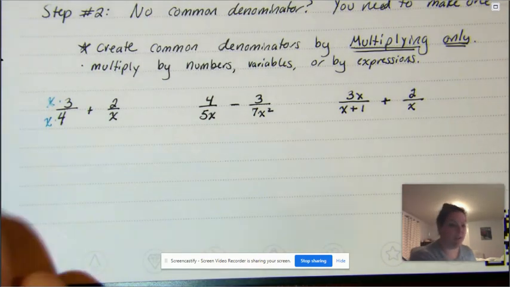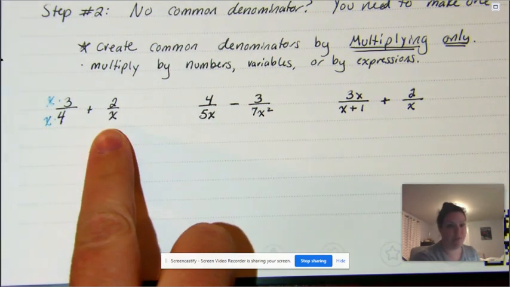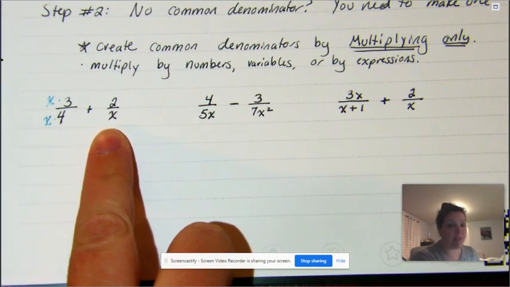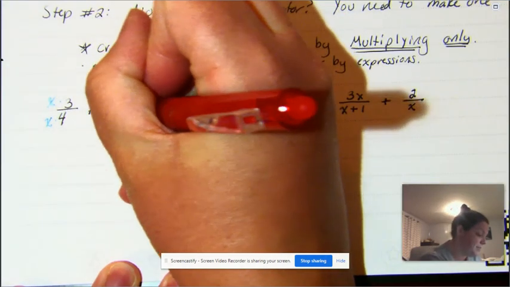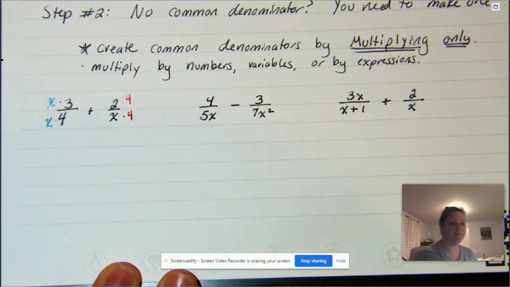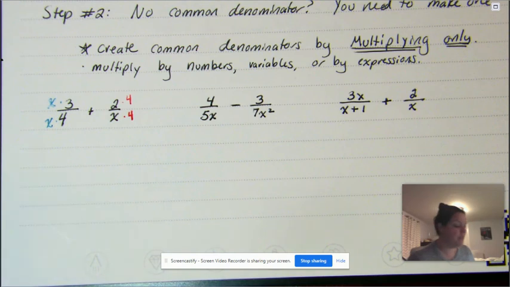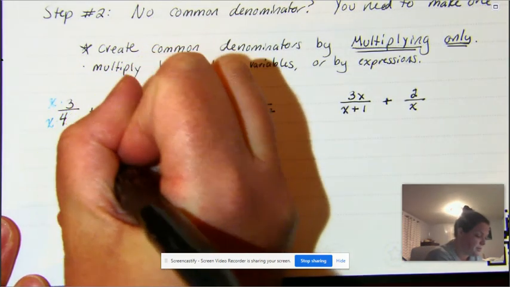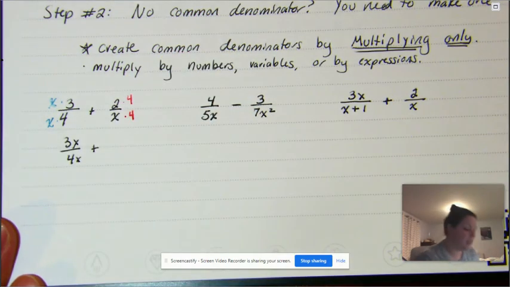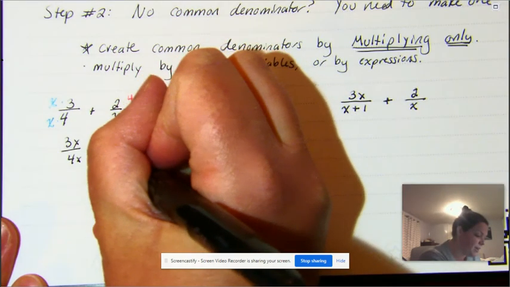In the second fraction, I don't have any 4's in my denominator at all. So it means I'm going to have to multiply by a 4. So I'm going to multiply top by a 4 and the bottom by a 4. So what does this look like? The first fraction changes into 3x over 4x. The second fraction changes into 8 over 4x.